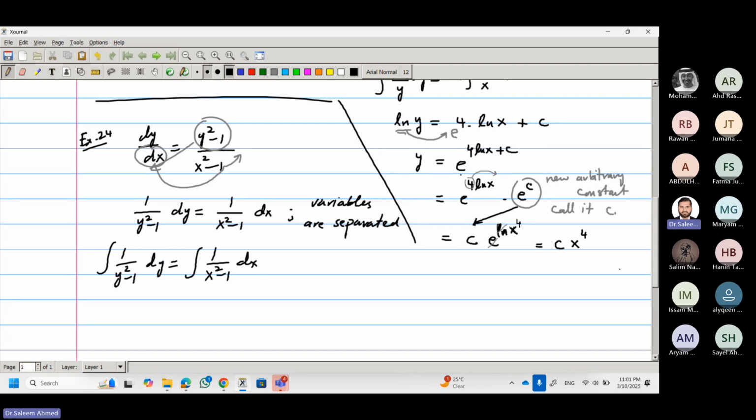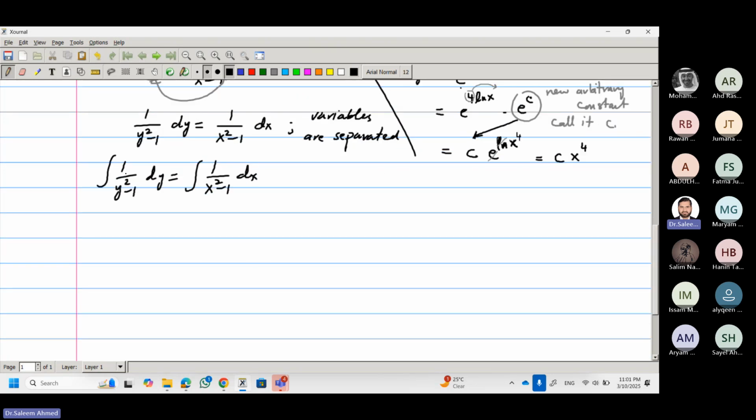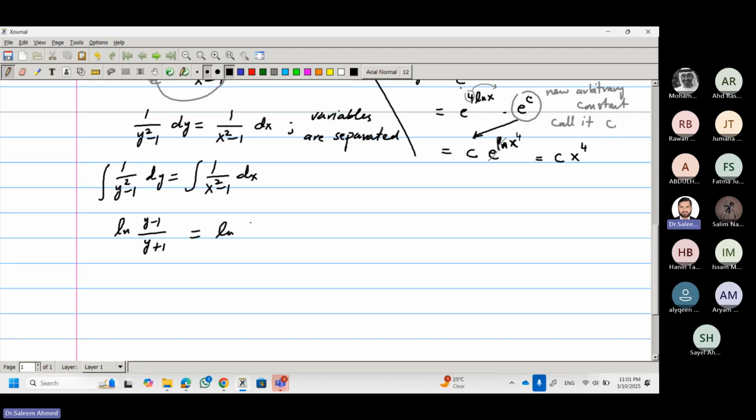Now you should know what are the formulas for that. So if there is some difficult integration, I will write it on the board. But this, I think, can be seen from the table. Integral of this is natural log of y minus 1 over y plus 1. And this is the same thing on the left and right. x minus 1 over x plus 1, plus c.